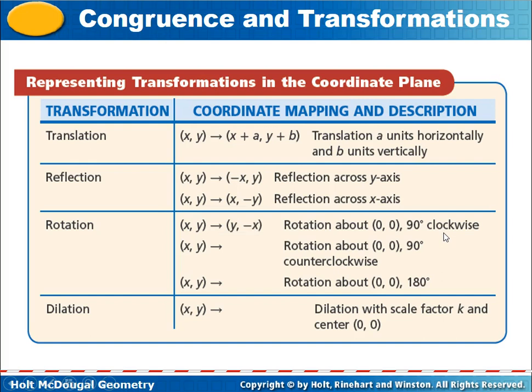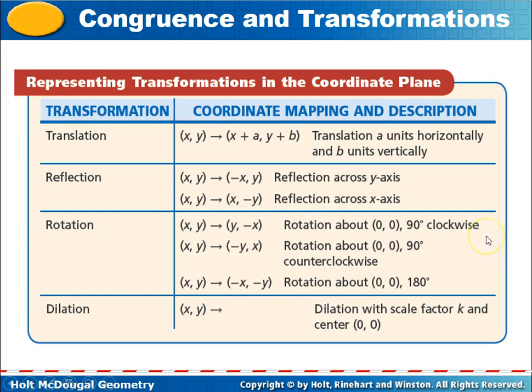So that is going to be (y, negative x). When we talk about a rotation about the origin, again, 90 degrees counterclockwise, counterclockwise is going to be our normal rotation. So that's going to be (negative y, x). And then a rotation about the origin 180 degrees is (negative x, negative y). And again, you guys should know all these rules. We just went over them last week.